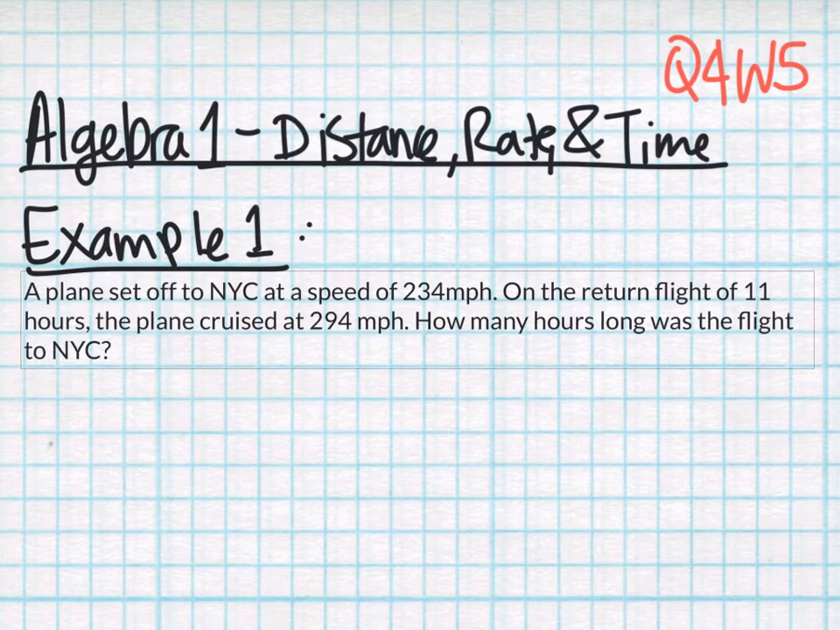Okay, so I'm going to go through and look at a few things. The question it's asking me is how many hours long was the flight to New York City? That's the question I need to know. Then it gives me some information that I can use to figure it out. So, it goes to New York at a speed of 234 miles an hour. On the return flight, it takes 11 hours and it goes 294 miles per hour. So I got two things. I'm going to make a little note here.